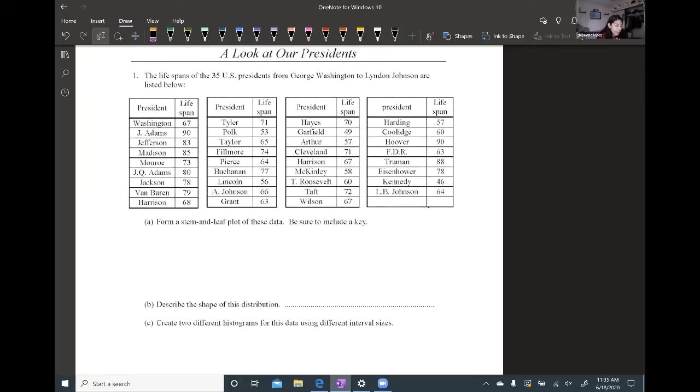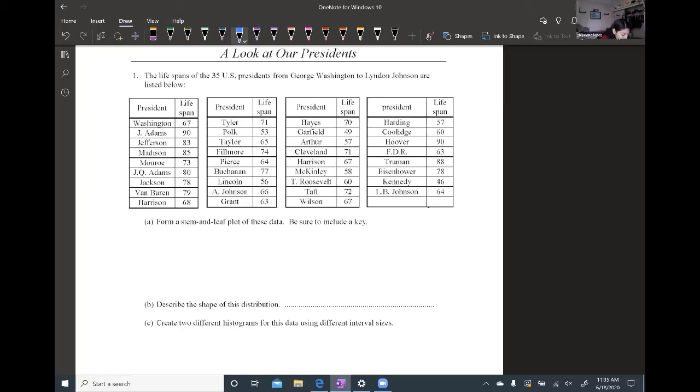Okay, so we have here our presidents. The lifespan of the 35 US presidents from George Washington to Lyndon Johnson are listed below, and we have their lifespan there. We want to create a stem and leaf plot for part A. So, stem and leaf plot.